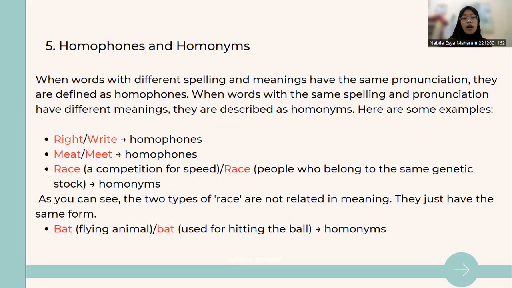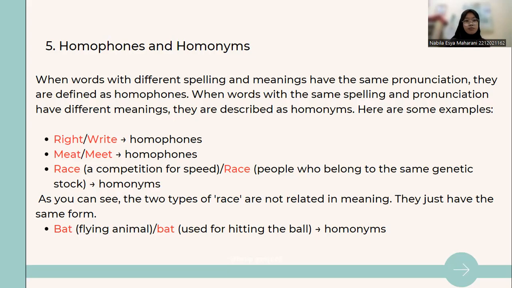Next is five, homophones and homonyms. When words with different spelling and meanings have the same pronunciation, they are defined as homophones. When words with the same spelling and pronunciation have different meanings, they are described as homonyms.